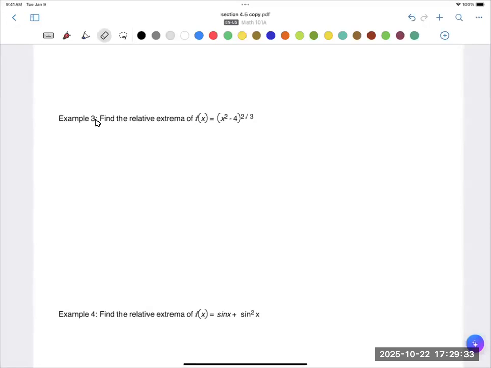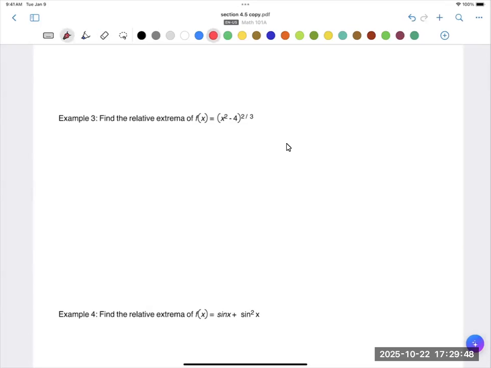Now let's take a look at this problem. The example is saying that I want to find the relative extrema. The problem doesn't ask for the increasing or decreasing, just relative extrema. So I'm going to go ahead and use the first derivative test.